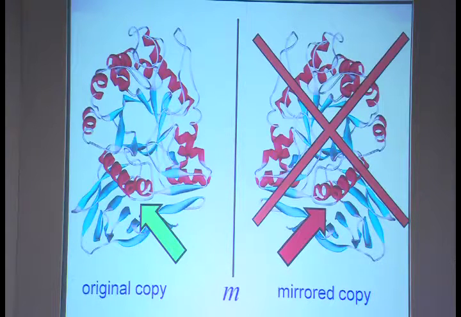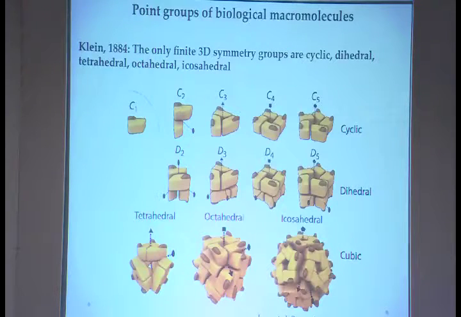So you can't really do that when you are talking about a point group operation. So the point groups of biological macromolecules are the following. According to Klein's theorem, which was provided in 1884, the only finite 3D symmetry groups are cyclic, dihedral, tetrahedral, octahedral, and icosahedral. So these are the ones that we are going to be focusing on.